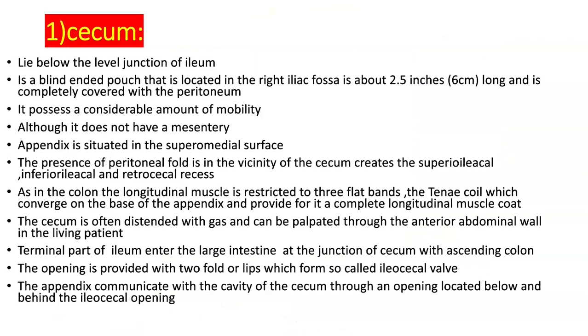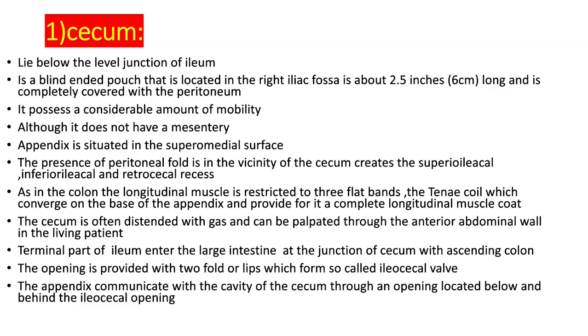The appendix is situated on the inferior surface. The presence of peritoneal folds in the vicinity of the cecum creates the superior ileocecal, inferior ileocecal, and retrocecal recesses, which are pouch-like structures. As in the colon, the longitudinal muscle is restricted to three flat bands, the taenia coli, which converge on the base of the appendix and provide a complete longitudinal muscle coat. The cecum is often distended with gas and can be palpated through the anterior abdominal wall in living patients.